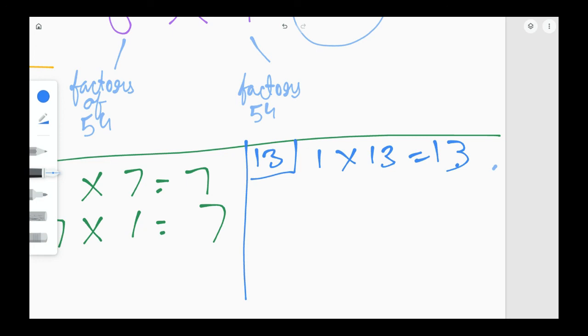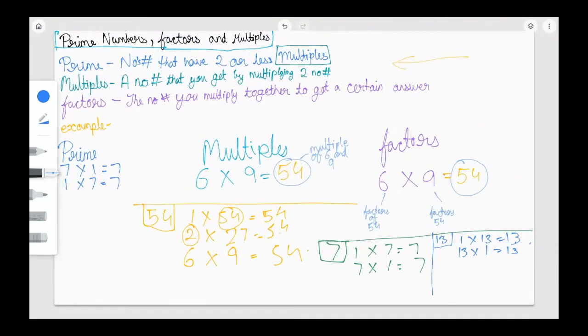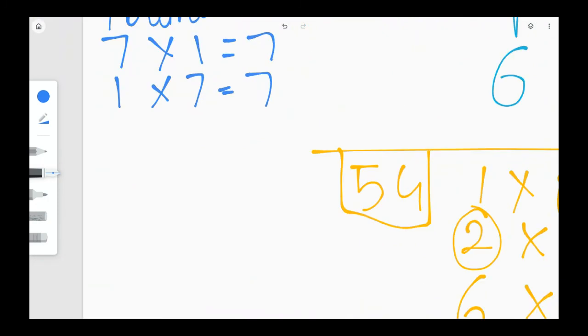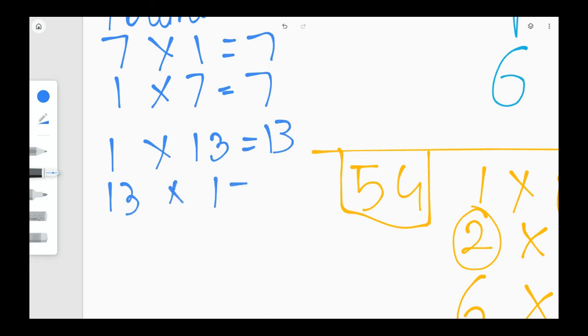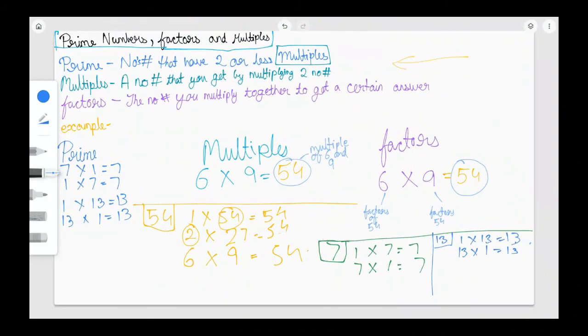Let's try 3: 3, 6, 9, 12, 15. Higher than 13, so no. 4, 8, 12. No. The only factors would be 13 times 1 and 1 times 13. So this is a prime number again. Let me write this example: 1 times 13 and 13 times 1. Prime numbers are numbers that have only 2 or fewer factors.